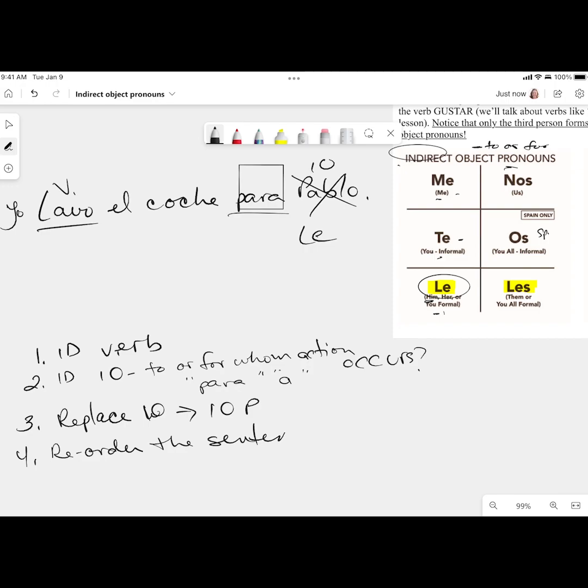Step 4 is going to be to reorder the entire sentence. Now we're not answering a question and we're not conjugating verbs. We are simply rewriting the same sentence, replacing the indirect object with the indirect object pronoun.